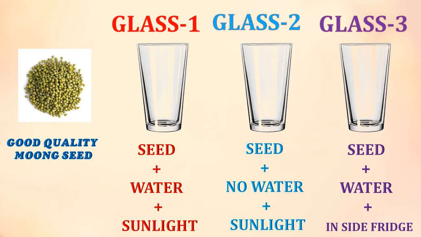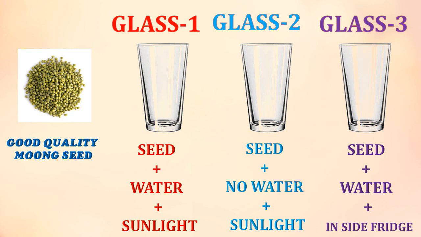From the observation, what do we see? Germination takes place only in glass 1, because here the seed can find water as well as sunlight. But in the second glass, it only finds sunlight, but there is no water. And in glass 3, it finds water, but there is no sunlight, that is, less temperature. That's why in glass 3 also no germination occurs.